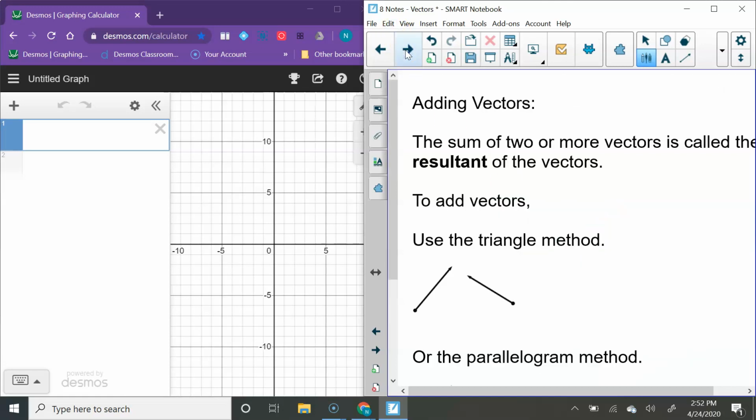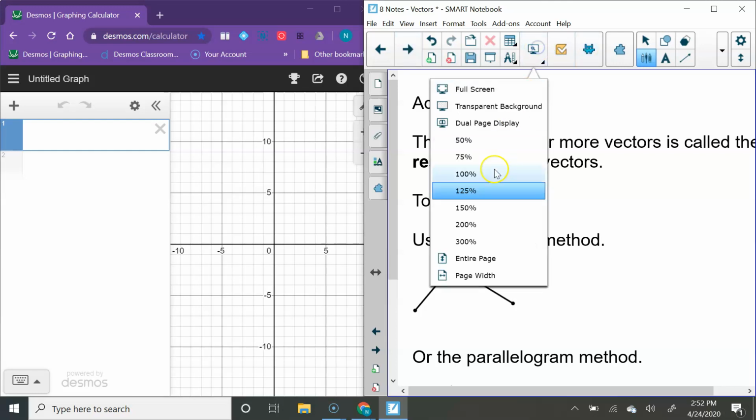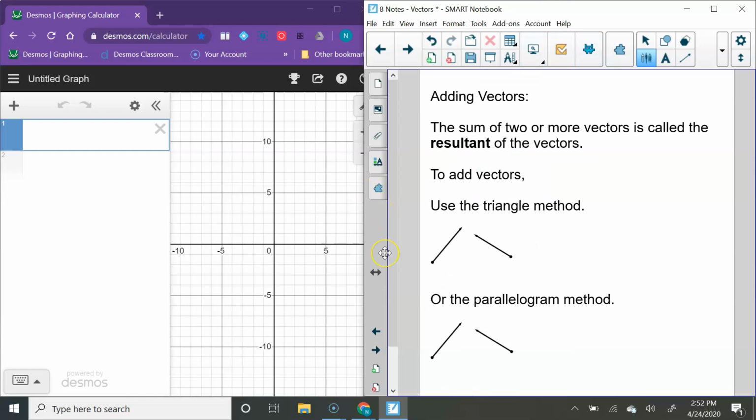What we're going to focus mainly on is adding vectors. So vectors, let me make this a little smaller so we can see the whole thing. To add a vector, there's two methods that you can do. The first method is the triangle method, and in the triangle method, this is what we'll do. We'll take, I'm just going to copy and paste these vectors right here. So copy, paste.